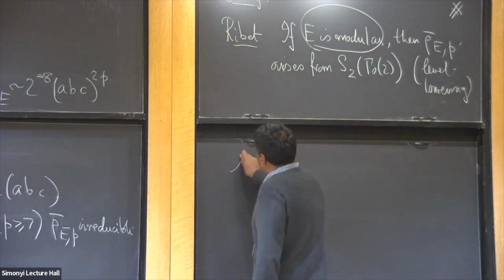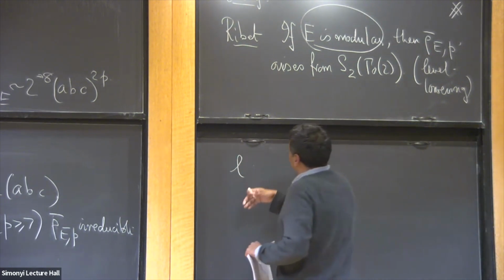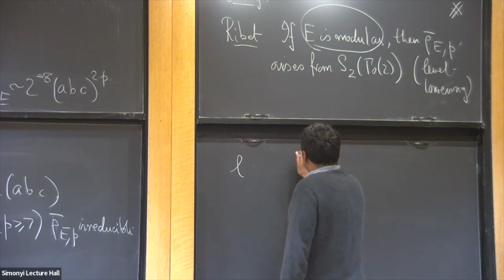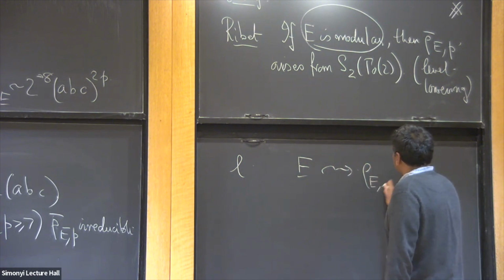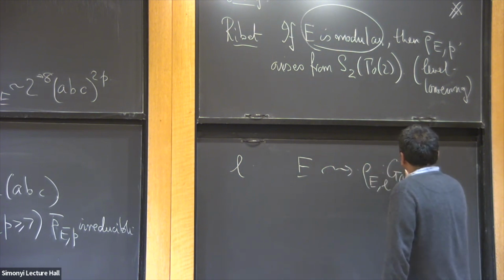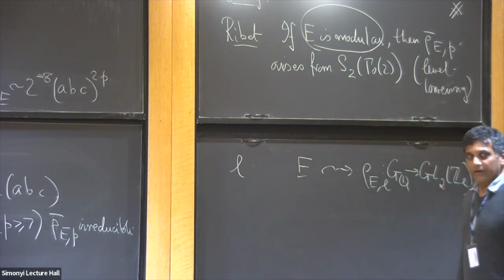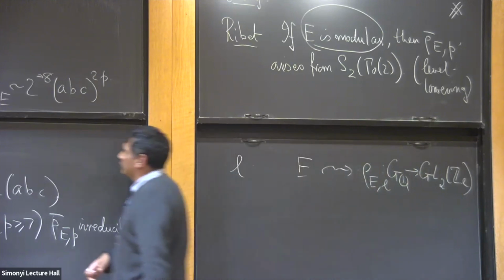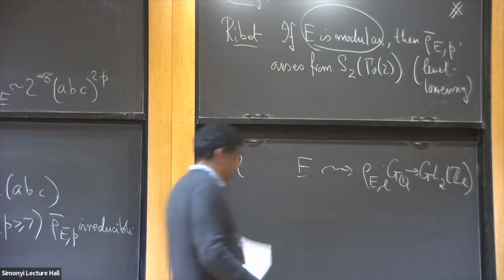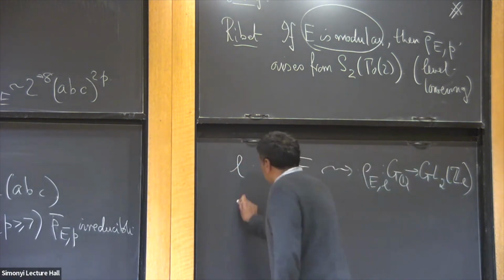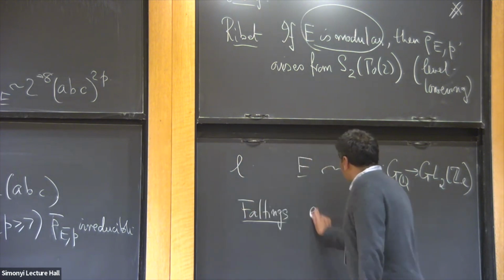So choose a prime l. Anyway, there's some art in choosing which prime, right? But to begin with, you can choose any prime l. Instead of considering E, you can consider its l-adic representation. Because of the results of Faltings, the isogeny theorem, to prove Shimura-Taniyama it was enough to show that this Galois theoretic object in fact came from the modular world.